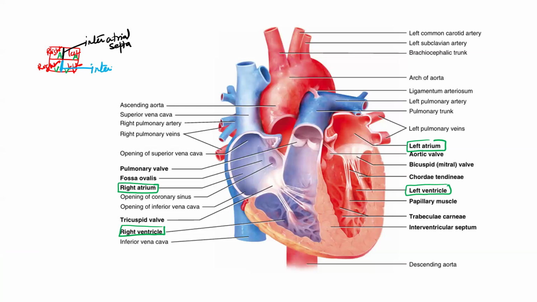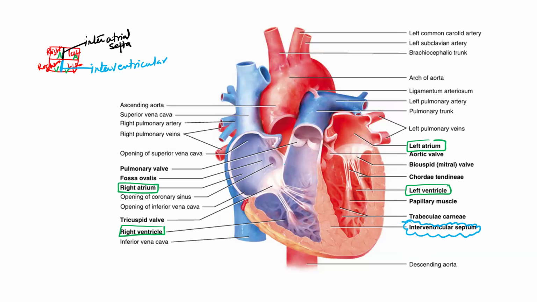So first of all, you should know septa are present between the two atria and between the two ventricles. You can see here this is the interventricular septum, clear? The interatrial septum labeling is not there, but you can just imagine it is present.